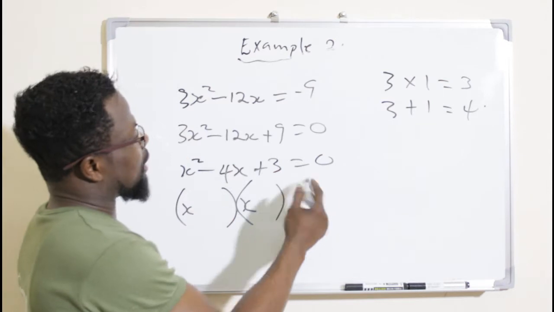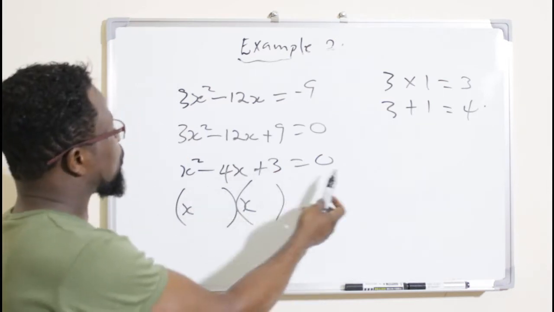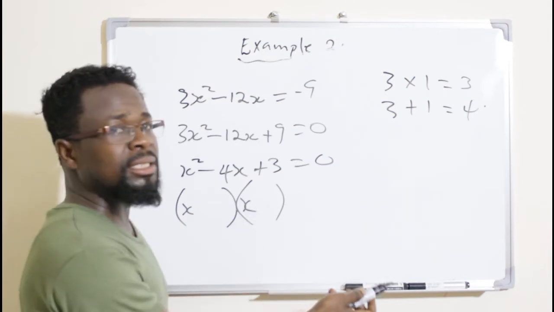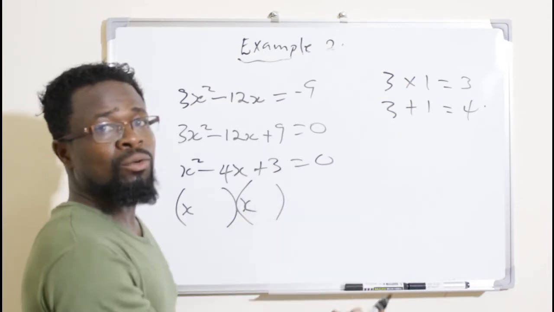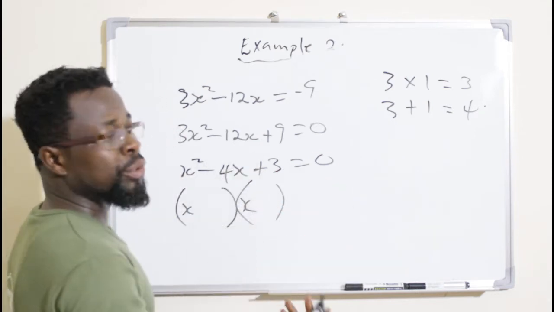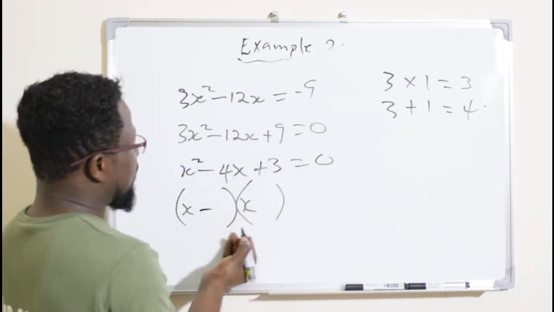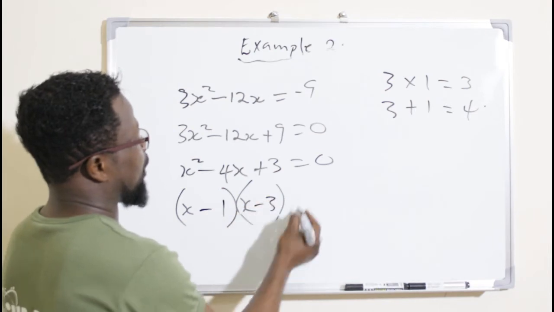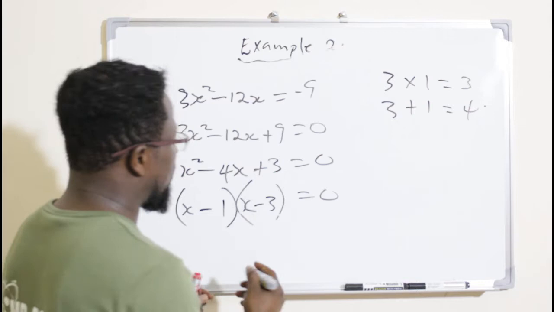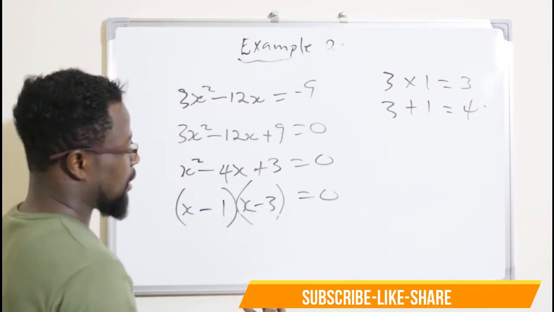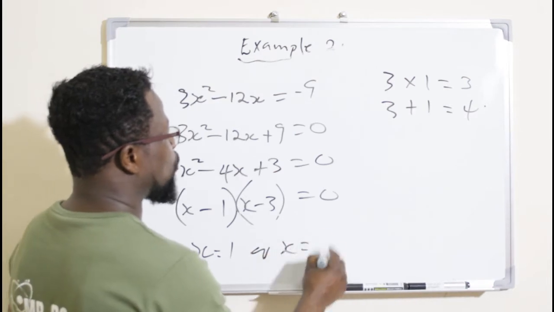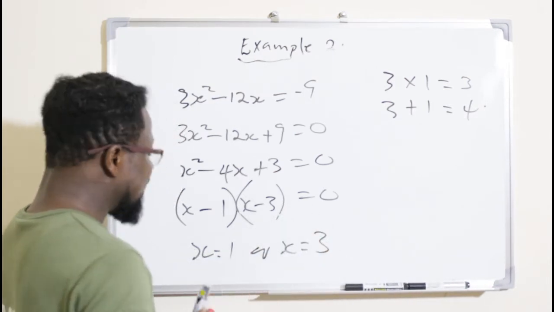Now what we have is a quadratic equation, so we can make use of either the factorization method, completing the square, or the quadratic formula. From here, it is very easy to use factorization. So I have (x - 1)(x - 3) equals 0. Now I will equate each factor to zero and solve for the values of x. So x equals 1 or x equals 3.